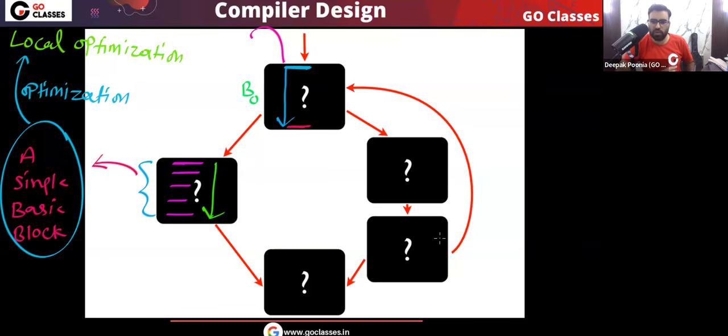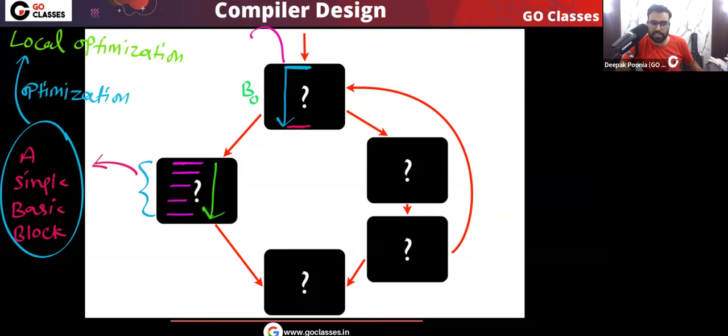Consider this basic block. Within a single basic block, if you perform some optimization without worrying about the whole control flow graph, if you only think about this single basic block, then any optimization that you perform within a basic block will be called local optimization.